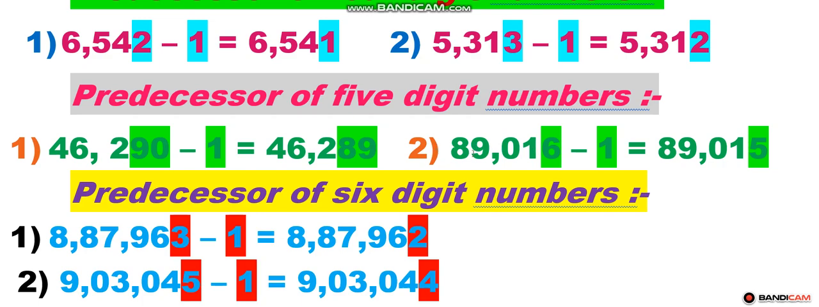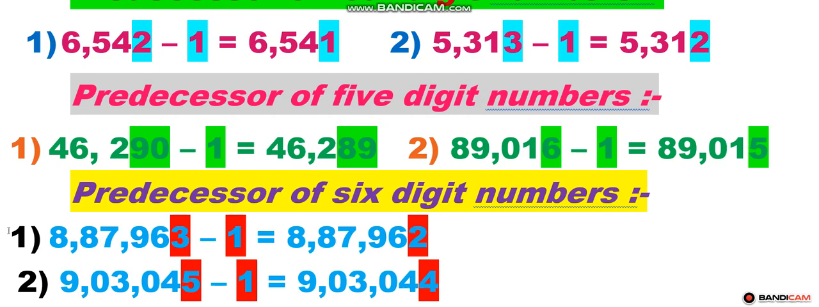Now one more example. 89,016. So predecessor of 89,016 is 89,016 minus 1. Here units place digit is 6. 6 minus 1, 5. So what is that number? 89,015.